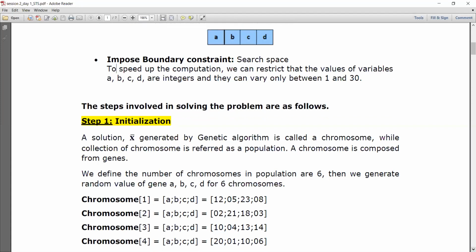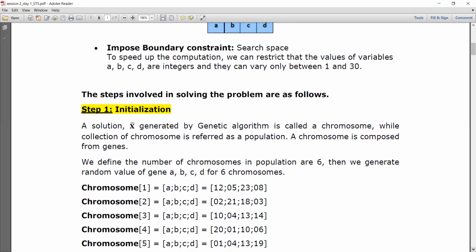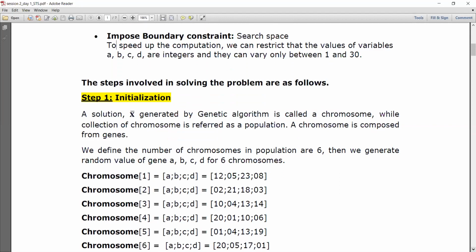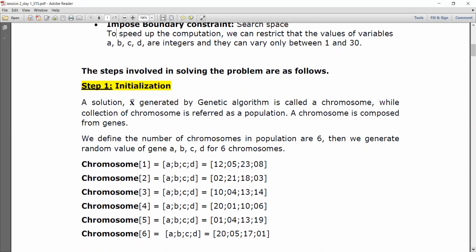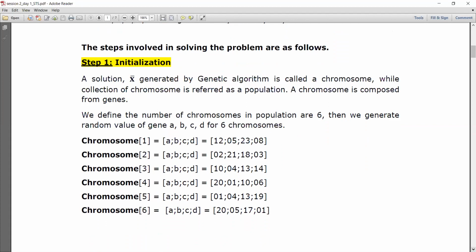Is it not? Because we know that A plus 2B plus 4C plus something on the left side should be equal to 30. So why should I search for the space outside this region 30? So let me restrict the boundary constraint to 1 to 30 for each of the variables. Even at this stage, you can have different search spaces for different variables if you want to impose that as an additional constraint. So there is flexibility on the designer's side in formulating the problem.